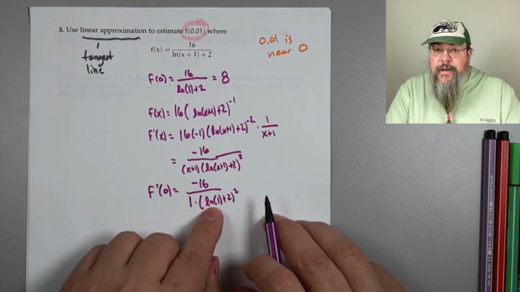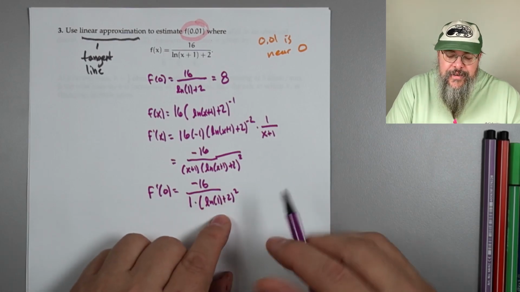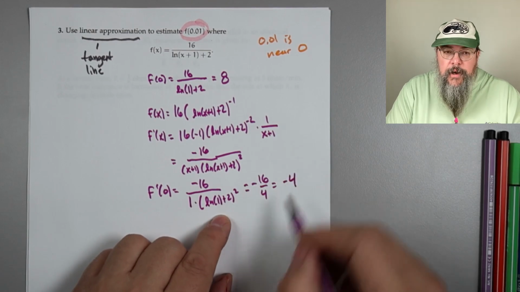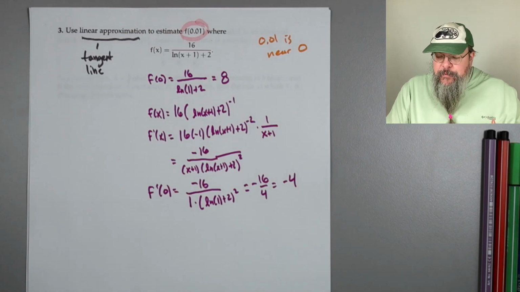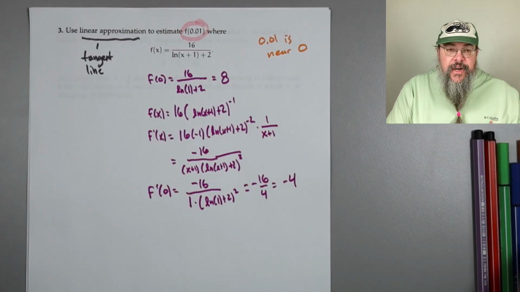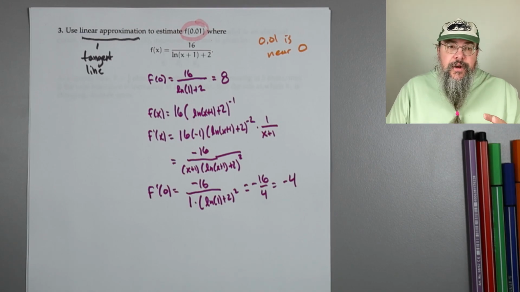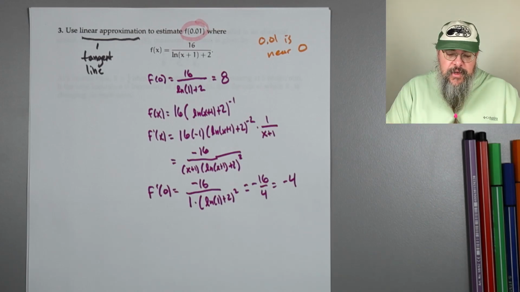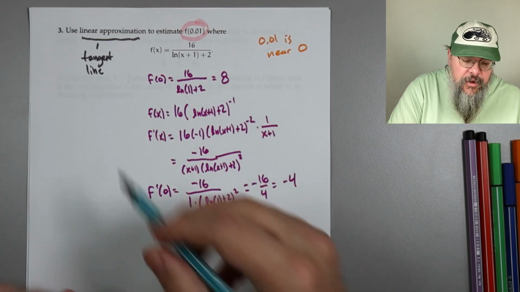Don't need to worry about that. Log of 1 is 0. 0 plus 2 is, sorry, 2. 2 squared is 4. So this is negative 16 over 4, which is negative 4. All right, so we have found the information that we need, because to make a tangent line, we need to know two things, right? We need to know the value of the function and the value of the derivative, because that gives us information about slope, point slope.